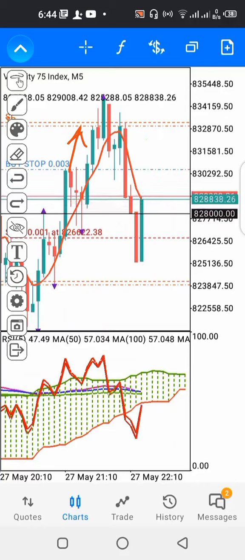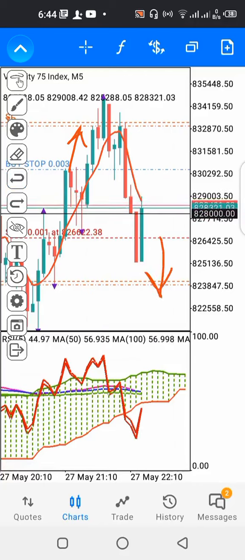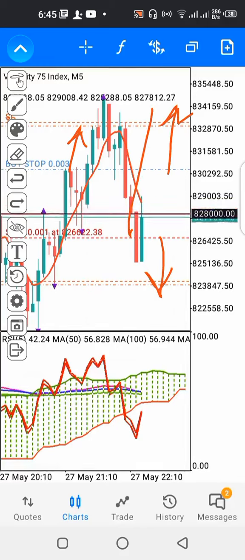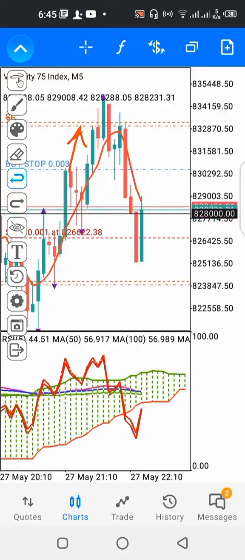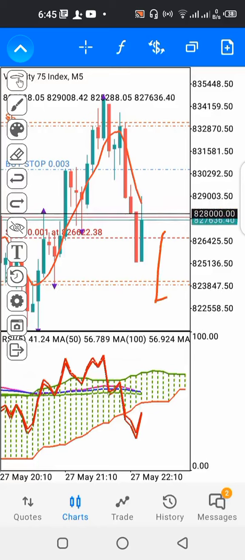So if price triggers my buy stop, then I have two running trades. Automatically, take profit is 2.5. Take profit here also 2.5. Stop loss for my sell trade will be 6,620, and stop loss for my buy trade will be 6,620. So what I'll do next is to wait for price to either hit my take profit or trigger my buy stop.